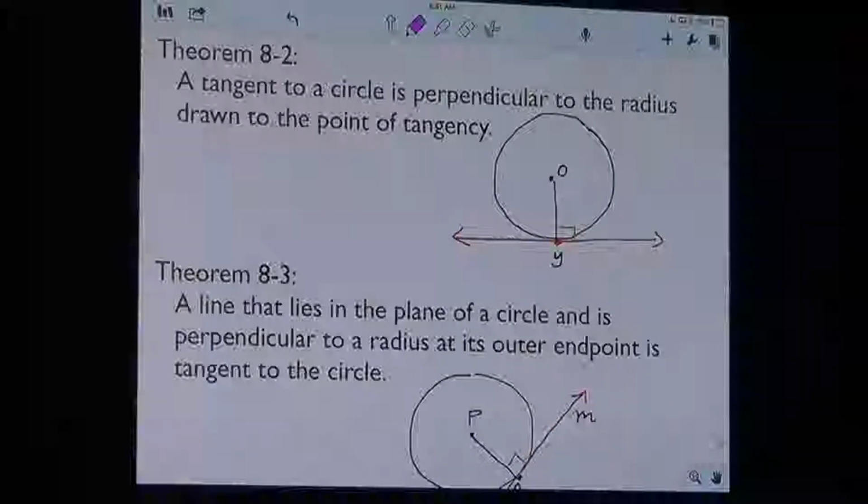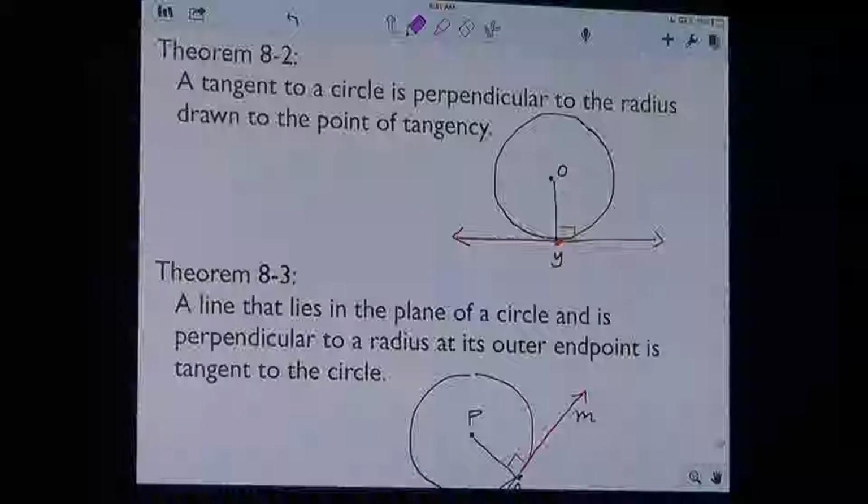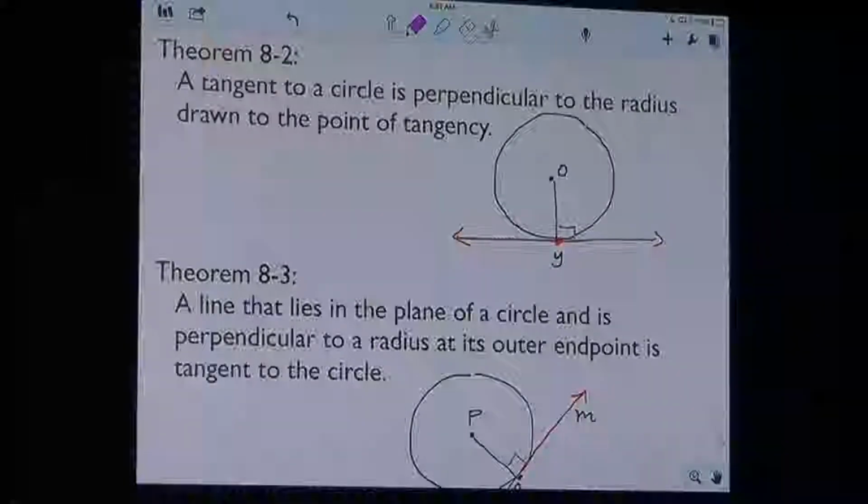And a line that is perpendicular to a radius is tangent to the circle. Basically it's the same thing except it's reversed. So what is that called? Converse. Yes, they're converses. Okay, 8-3 is the converse of 8-2.